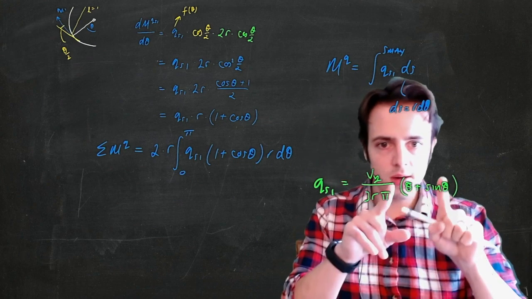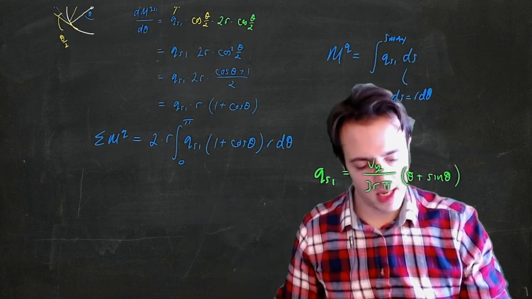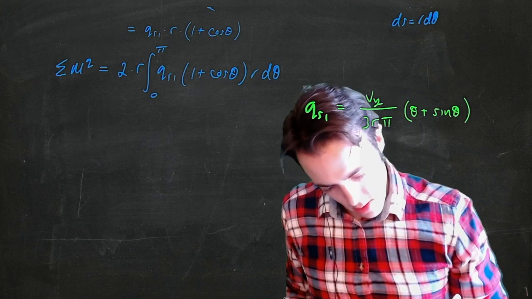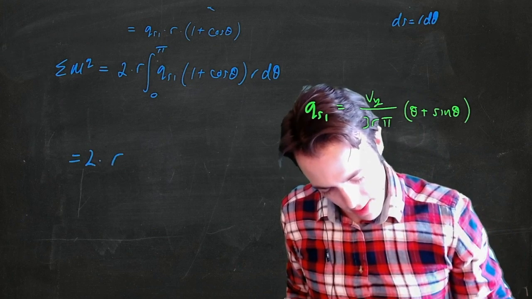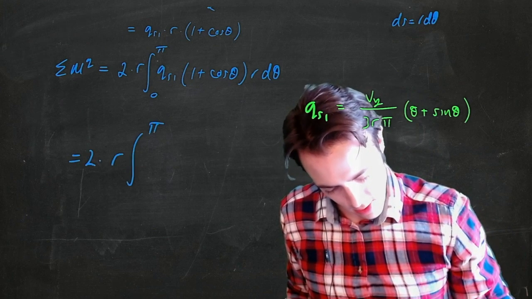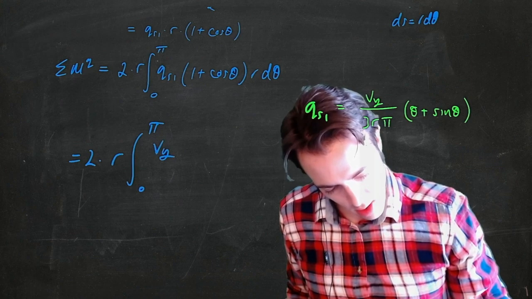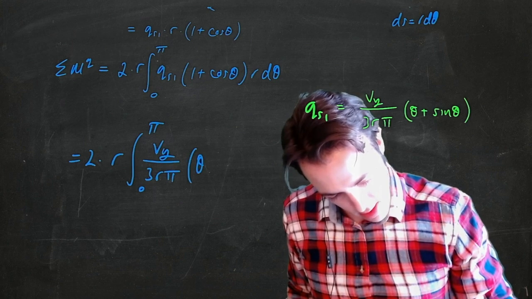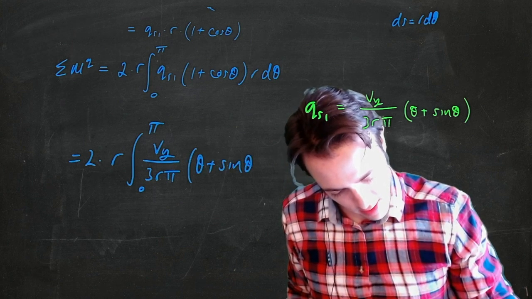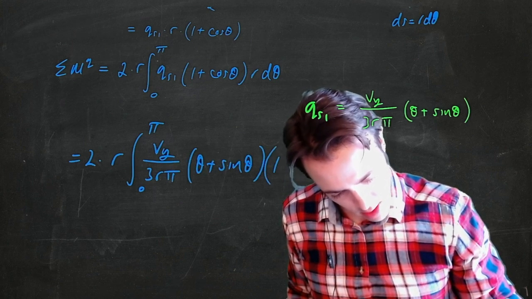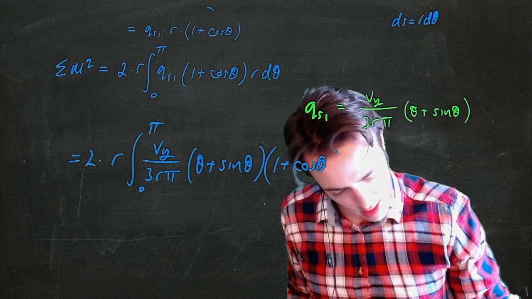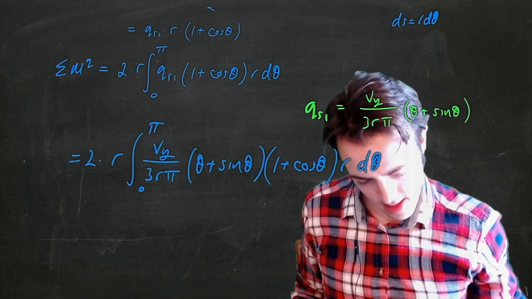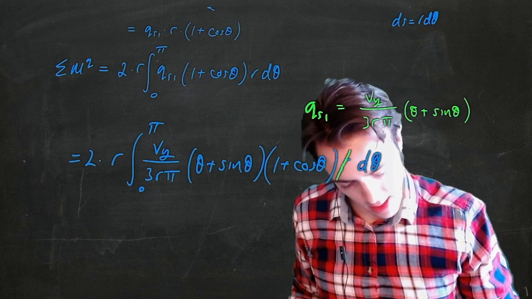So that's my QS1. I can take this, substitute it in here, and then I can perform the integration. Equals 2 multiplied by r, integral from pi to 0, Vy on 3r pi, theta plus sine theta, 1 plus cosine theta, r d theta. Okay, those two r's cancel.